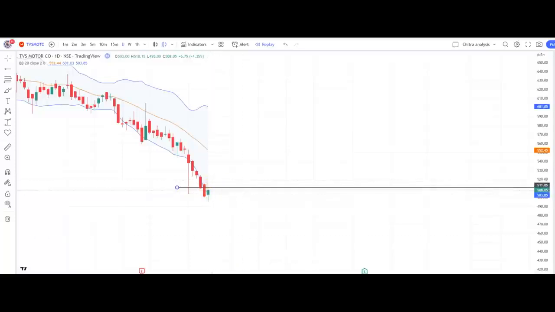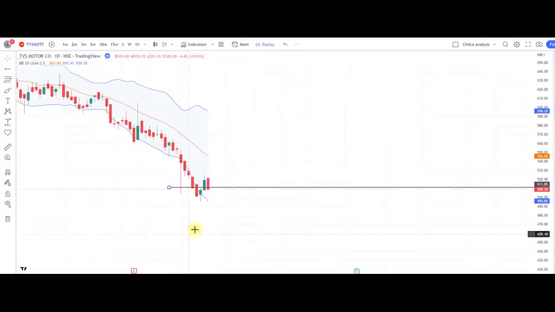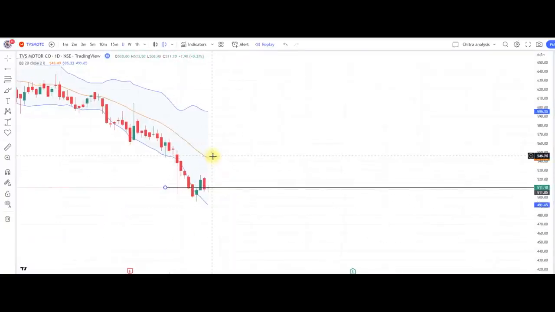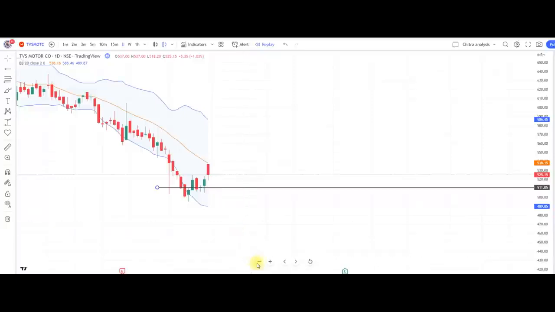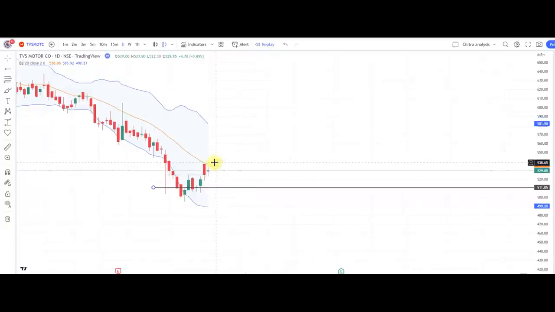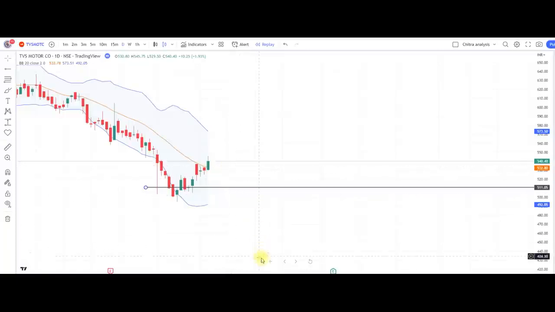We can see how the trade is going on now. So our first target is the mid Bollinger Band. So our target got achieved now. You can see that our target is achieved.